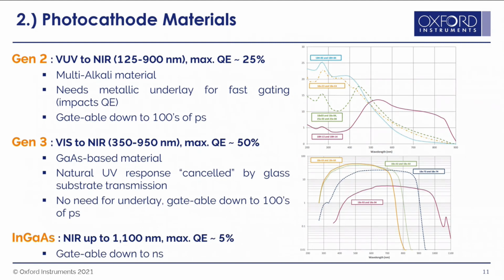near infrared detection up to over, you know, 1,100 nanometers. However, the quantum efficiency of these can be relatively low, about 5%. So in summary, Gen 2 allows you to go to lower wavelengths, but the quantum efficiency you're looking at is around 25%. Gen 3 is more limited in its wavelength, but you can get higher quantum efficiencies up to say 50%. Whereas InGaAs has a relatively low quantum efficiency, but you can really get towards the near infrared regime of the spectrum. But they're a bit more limited in terms of the gate speed that can be achieved.